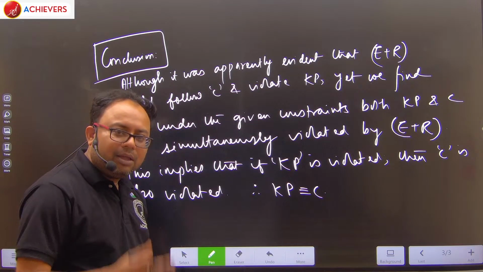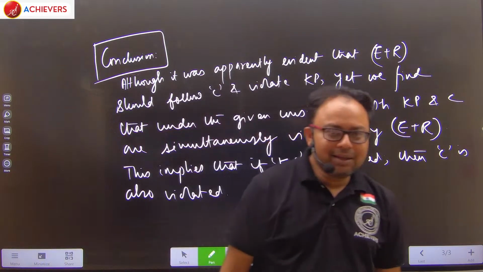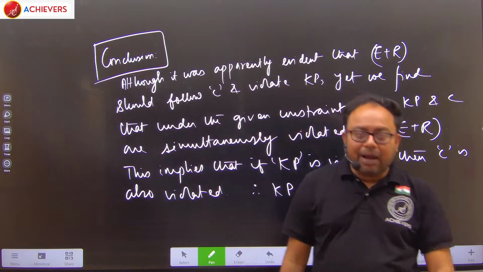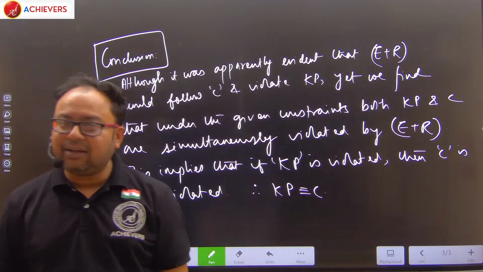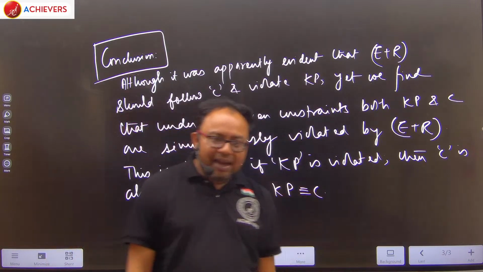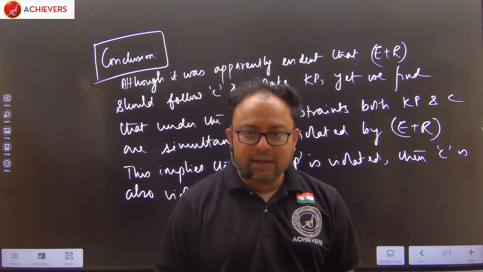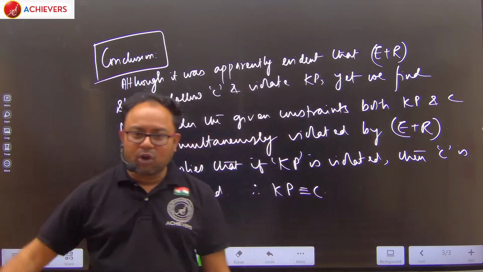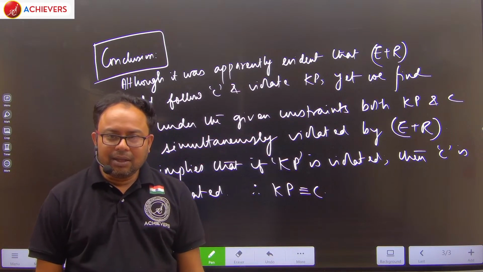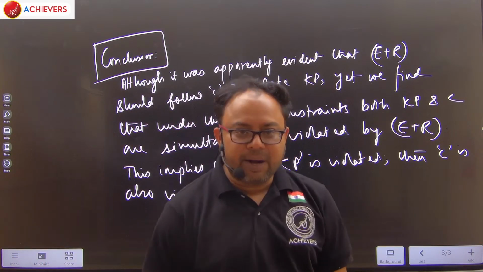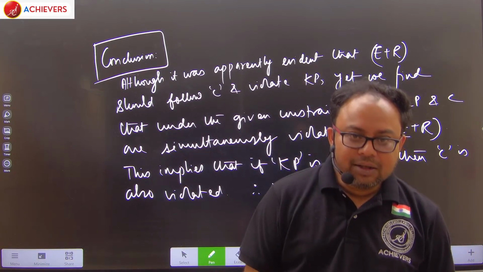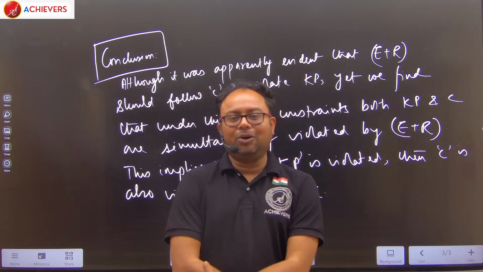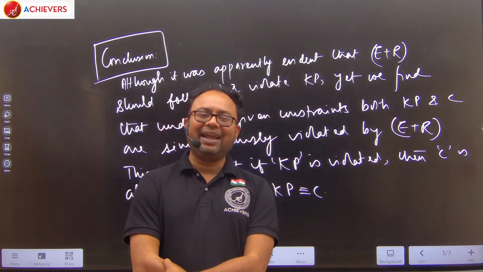Okay. So what does that imply? That logically implies that if Kp is violated, then C is got to be violated. And thereby, the two statements must be equivalent. So in this way, we can show the equivalence between Kp and C.